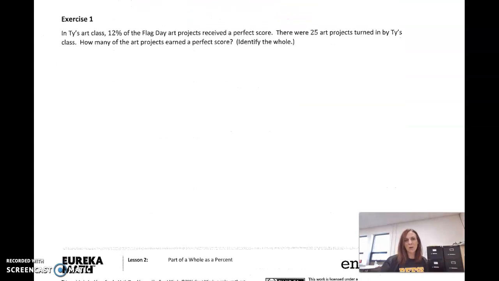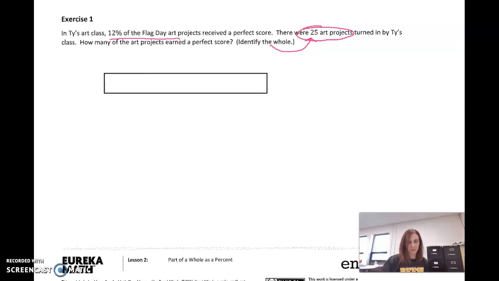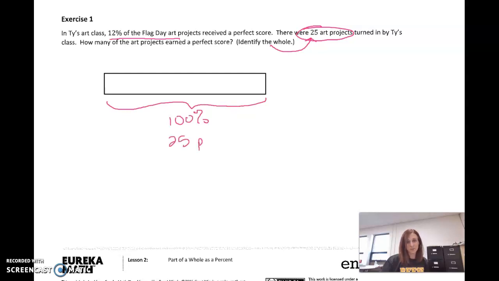So in Ty's art class, 12% of the Flag Day art projects received a perfect score. There were 25 projects turned in. Okay, so the whole is 25, and we want to figure out what 12% of that is. So real quick, let's do a tape diagram. Okay, and again, this represents 100% or 25 projects.